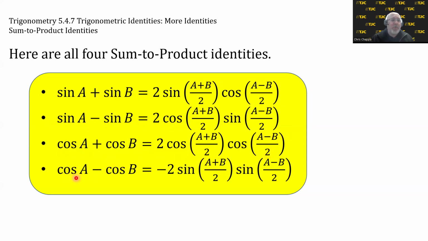And the last one would be cosine of A minus cosine of B equals negative 2 sine of A plus B over 2 times sine of A minus B over 2.